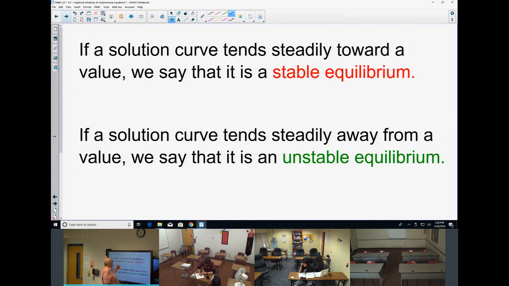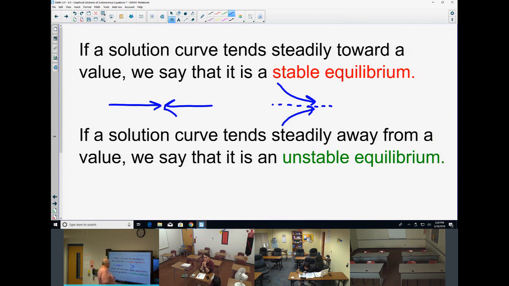So on the number line, we had them going like this, where they were both approaching a value. Okay, on the y-axis, though, it looks like this. You'll have solution curves that will approach a value from above and below, like that. That's what a stable one looks like.